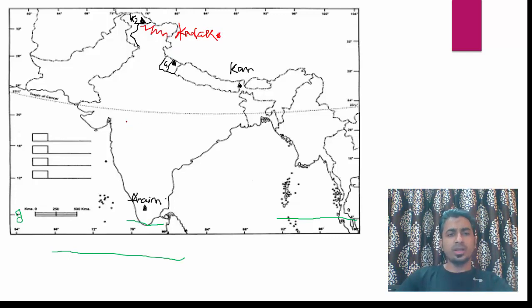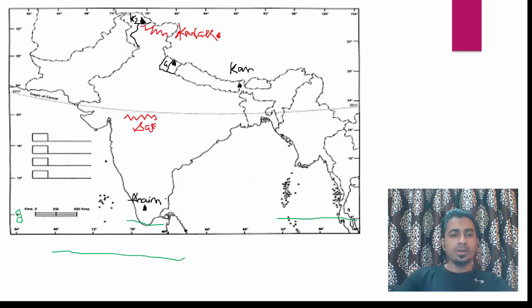Now the next range is the Satpura range. So in central India we have got two ranges, the Vindhya range and the Satpura range. The Vindhya range is in the north and Satpura is in the south. So for Satpura you will have to remember this king in the land area, this part of Gujarat, and near it you will draw the Satpura range like this. So this is the Satpura range.